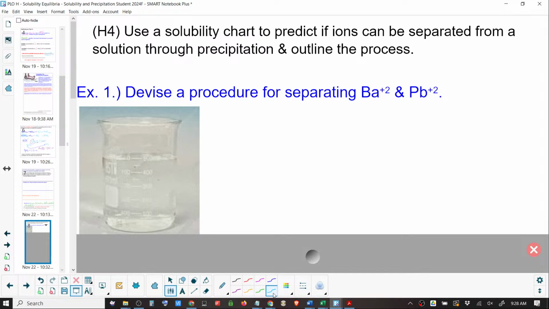Using your newfound knowledge of precipitation, you have a beaker. It has barium in it, and it has lead in it. You would like it not to have lead in it. I want you to separate out the barium from the lead. There's tons of data tables right in the front there. Grab them.